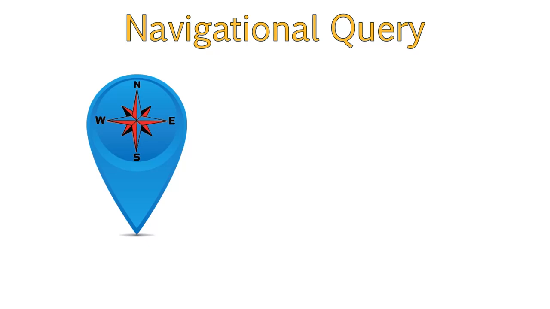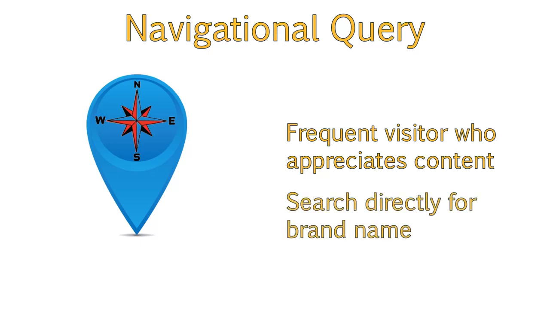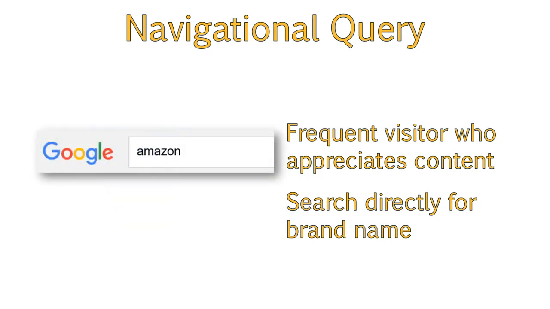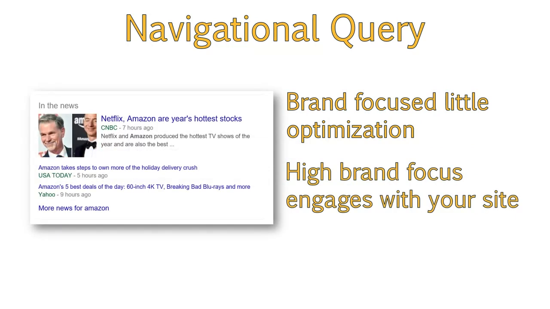In this case, the user has a specific website in mind. Perhaps they have spent some time on a specific website in the past and have enjoyed that site's content. In this type of query, they search for the website or brand name directly and visit the brand result for that page. Let's use Amazon for an example. Since these are very brand focused, they require little optimization. The high brand focus means that users are looking for your brand in particular and will be more engaged with your site, often resulting in better conversions.